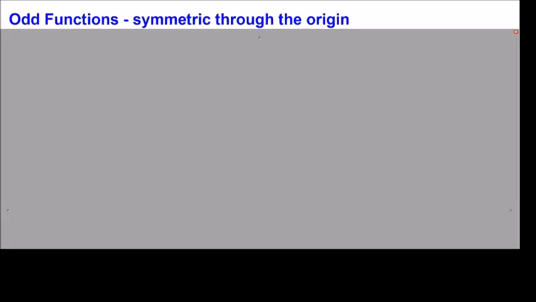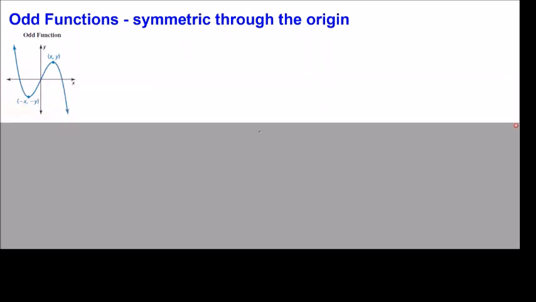Now let's talk about odd functions. Odd functions have symmetry through the origin. They're symmetric through the origin. Again, the origin is the point (0, 0). And here is a graph of one.